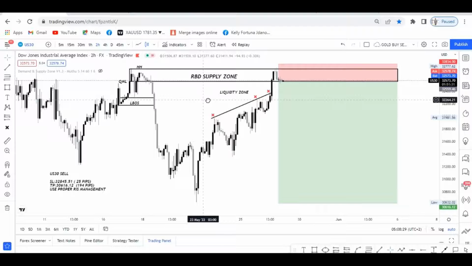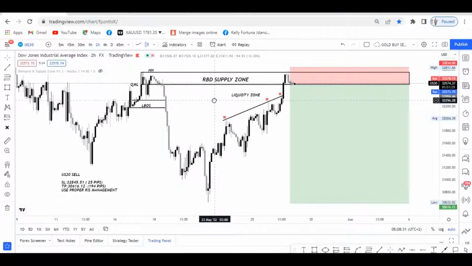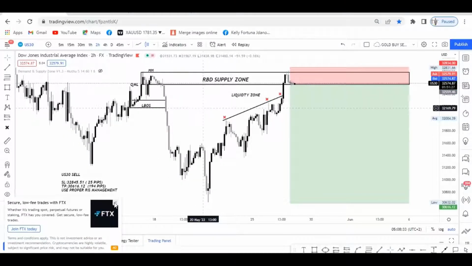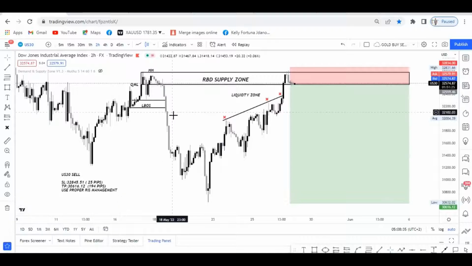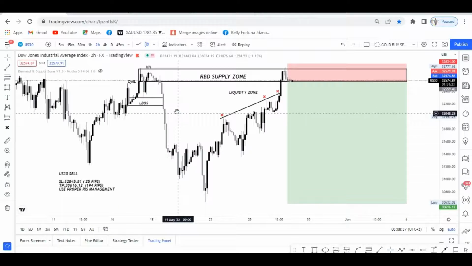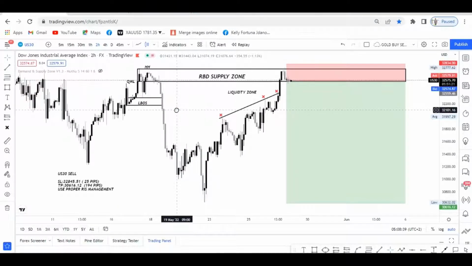So this is pure supply and demand principles, combined with our price model strategy. The trade, the setup of the trade here. You guys, I hope you find value in this.